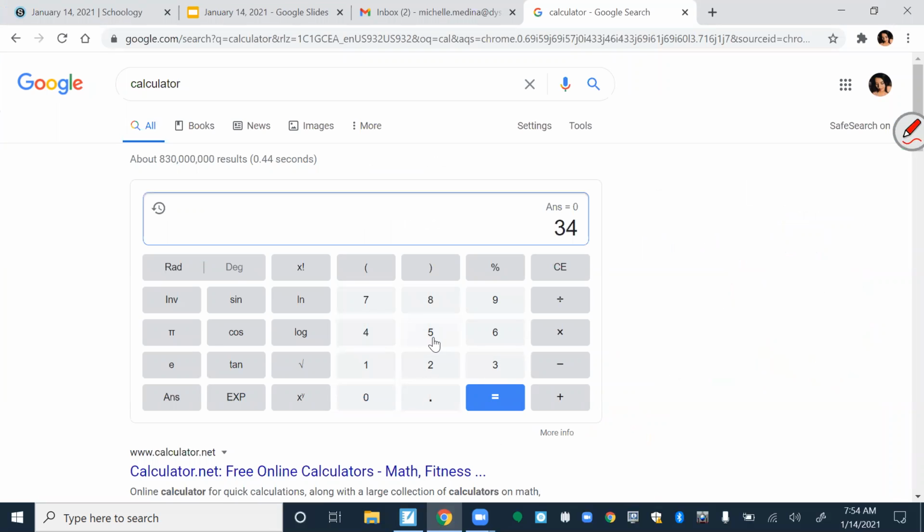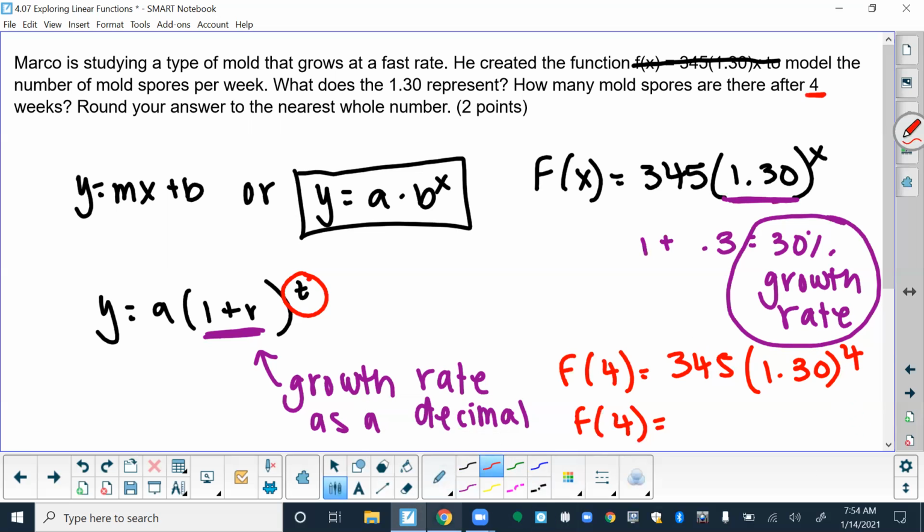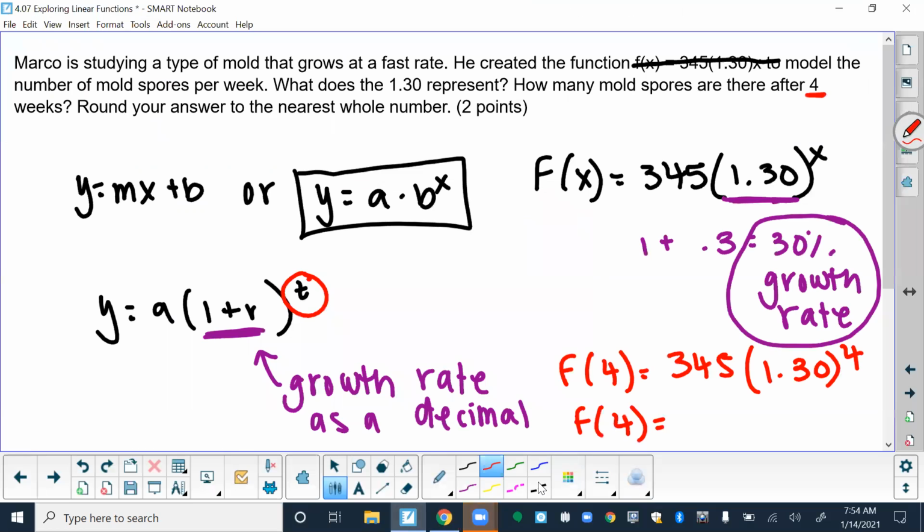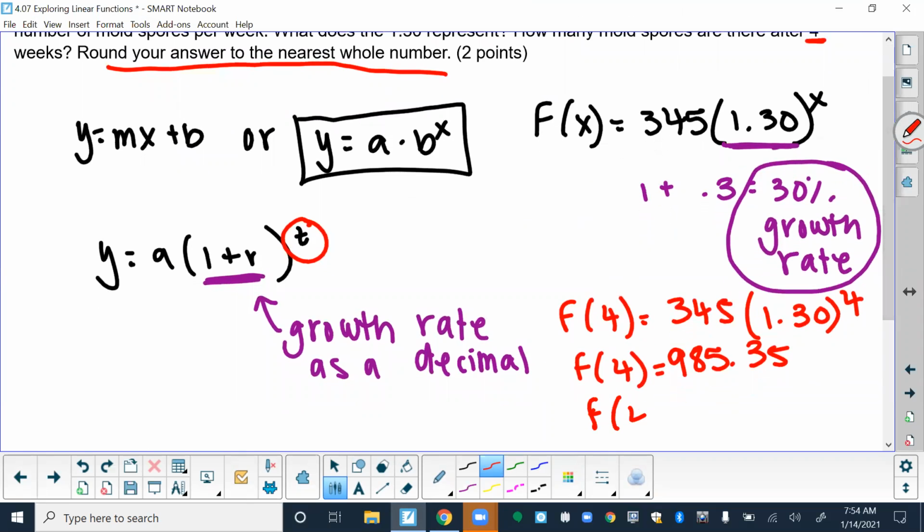So that was 345 times 1.30 to the 4th power. Should look just like that as it did on your paper. Just entering that into the calculator exactly how it looks here. Equals 985.35. And it says round your answer to the nearest whole number. So that means we need to round this decimal to the nearest whole number, which is 985.